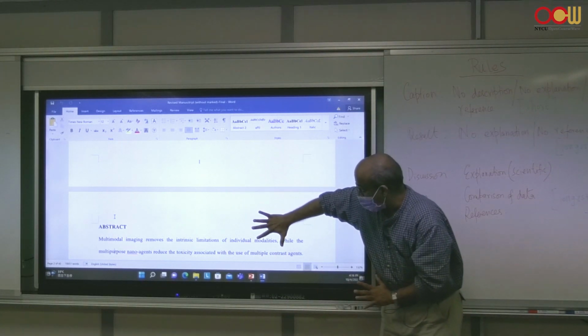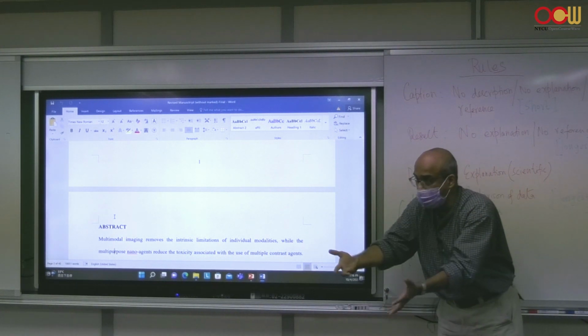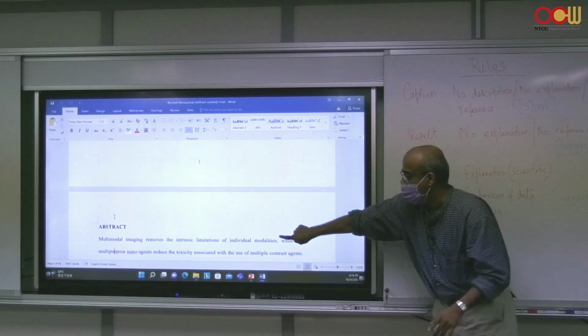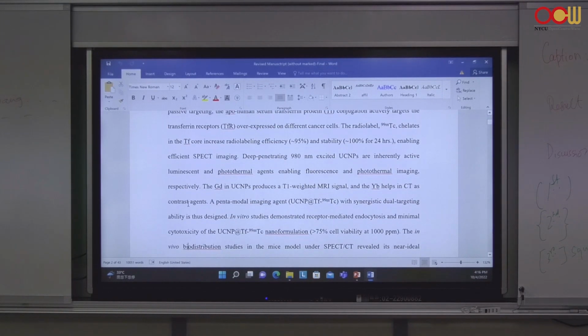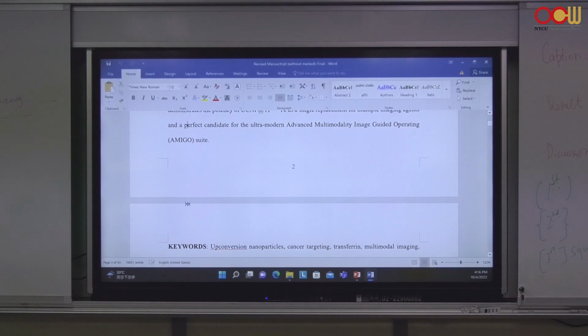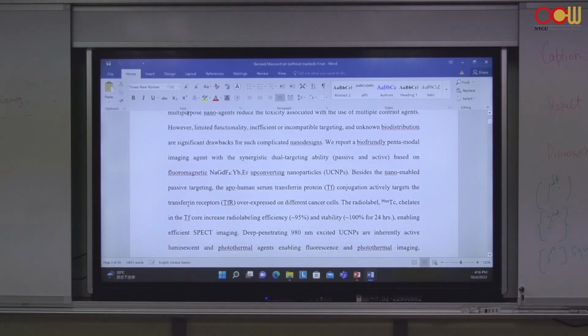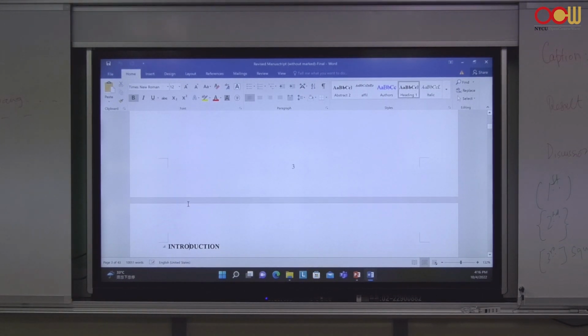The abstract starts in a new page, so that's page 2. Out of the 20-page document that you would produce, page 1 is this and page 2 is abstract. Page 2 should contain nothing else. If you have something, you have to push it to the next page. You see? So this is my abstract, 200 or 250 words. This is only abstract. The third page is keywords probably, and you start with introduction in a new page.